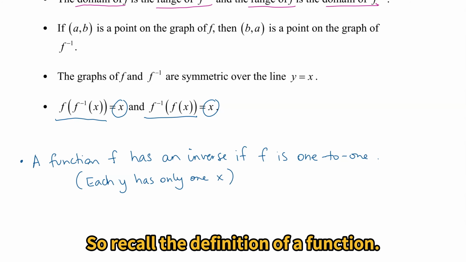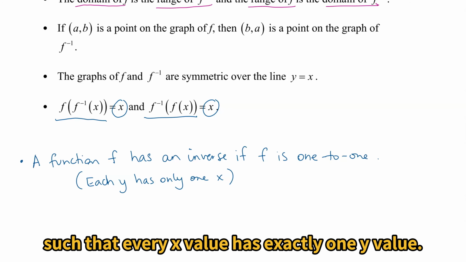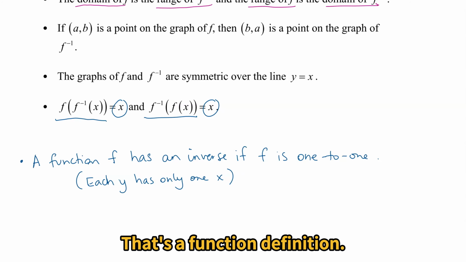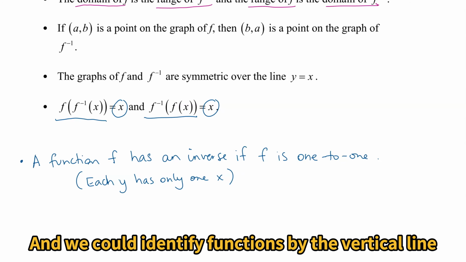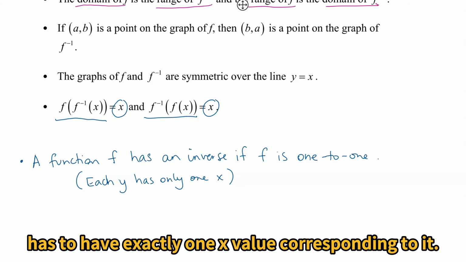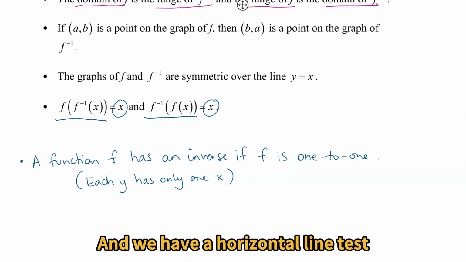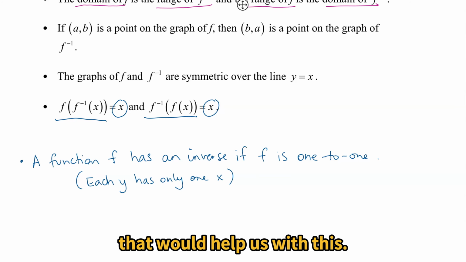So recall the definition of a function. A function is a correspondence between two sets such that every x value has exactly one y value. That's a function definition. And we could identify functions by the vertical line test. To determine if a function has an inverse, every y value has to have exactly one x value corresponding to it. So notice the roles are reversed in our variables. And we have a horizontal line test that would help us with this.